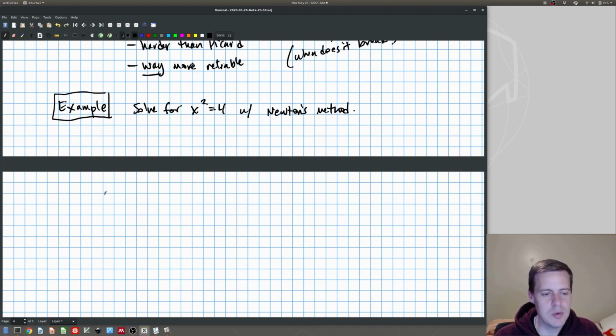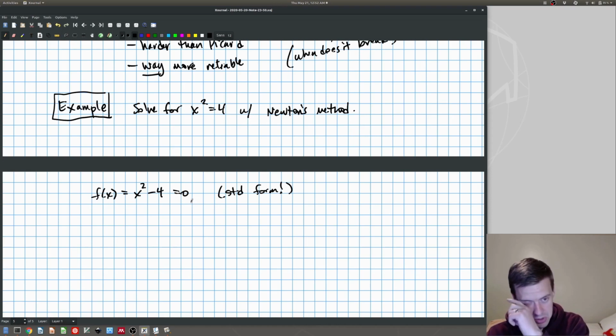All right. So what we need to do Newton's method is we need to write down f of x in standard form. Remember that this f of x is in standard form. So f of x here is going to be x squared minus 4 equals 0. Standard form. Don't forget to do that. Don't write x squared. If you forget the 4, you're solving for where x squared is equal to 0, and you're going to get 0. Make sure you include the 4.